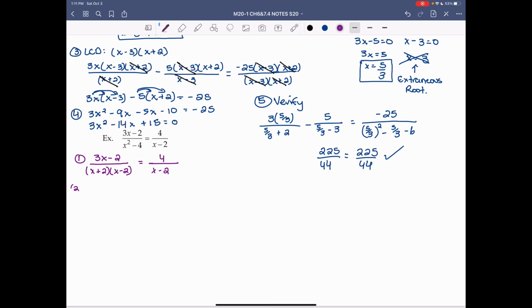Step 2, our NPVs. We have x plus 2, x minus 2 in our denominator. When is that equal to 0? When x equals negative 2 and when x equals 2. Step 3, our lowest common denominator is x plus 2, x minus 2. Multiply that to each of our fractions.